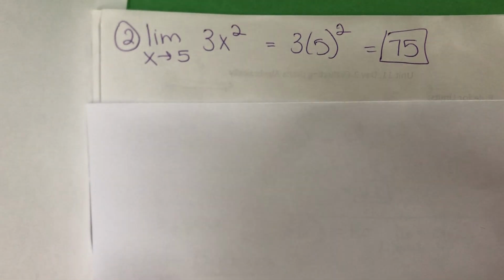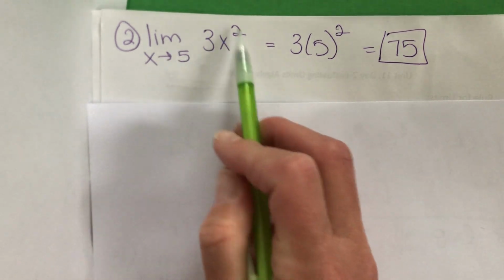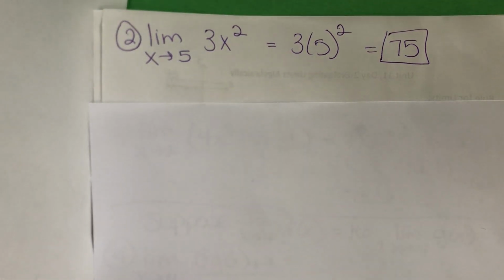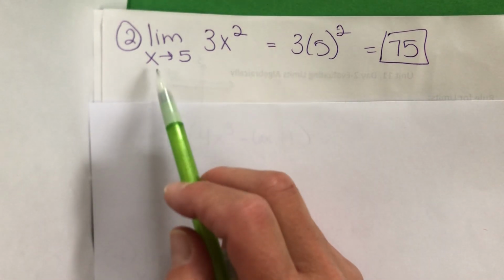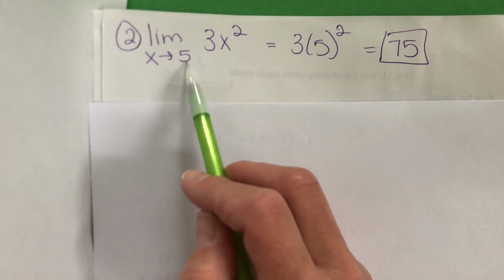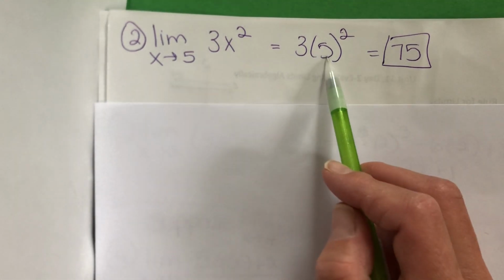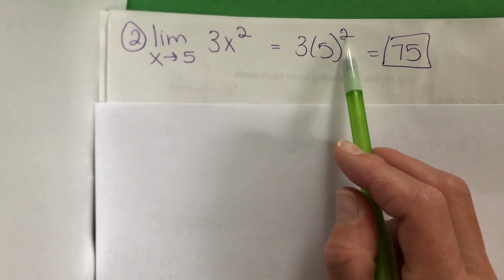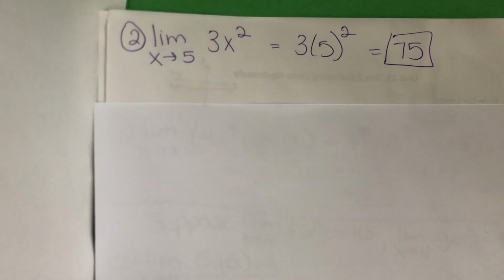Second one. So if I have a function here, again, I could split it up if I want to, but I'm just going to leave it the way it is because it's faster, as you saw. The limit of 3x squared as x approaches 5, just replace the x with the 5, PEMDAS, 5 squared is 25 times 3, we've got 75 total.